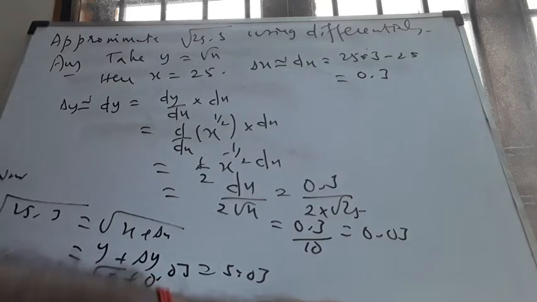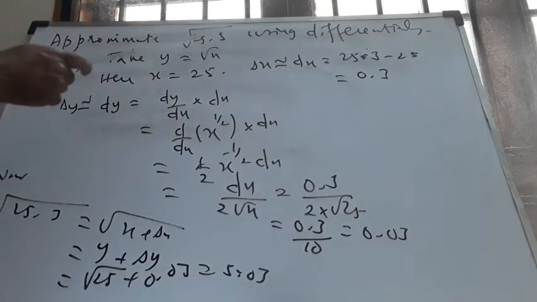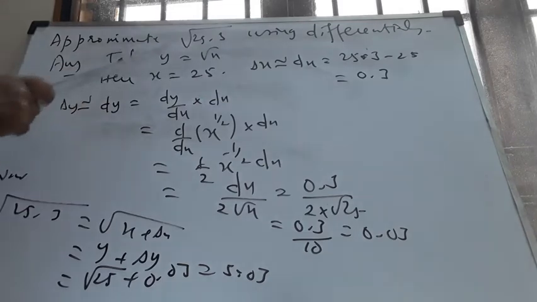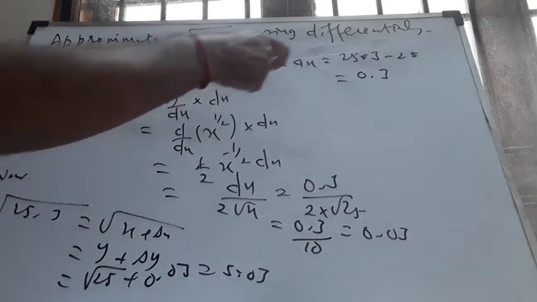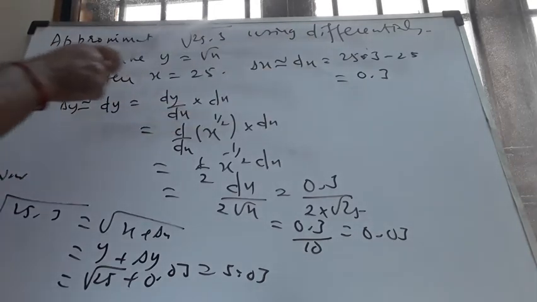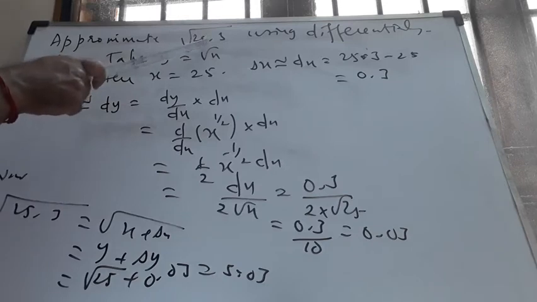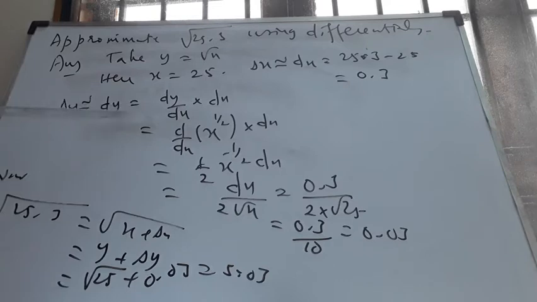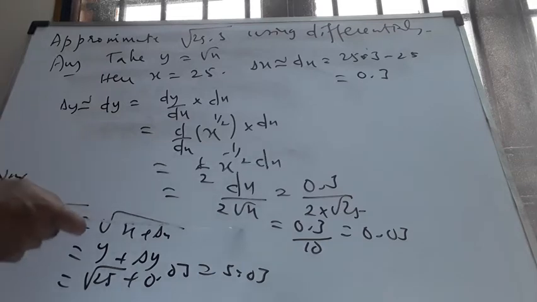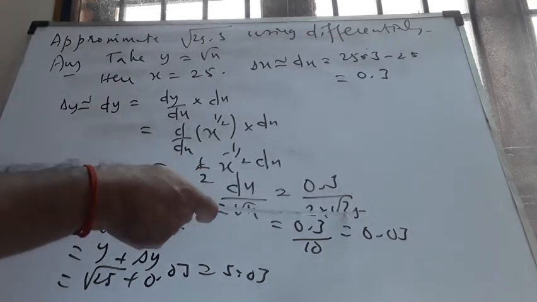Let me repeat the whole process. Approximate or find the value of root of 25.3 using differentials. Take y is equal to root x. Here x is 25. Delta x is approximately equal to dx equal to 25.3 minus 25, which is 0.3. If it is greater than the perfect square under consideration, delta x is positive. If less than the perfect square under consideration, then my delta x is negative. Now delta y is approximately equal to dy by dx into dx. What is my y? It is x power half. Just for derivative purposes, write it as x power half. Then I can use the formula n x power n minus 1. Half x power minus half into dx, which is dx by 2 root x. 0.3 by 2 into root 25. This is anyway 5, so this is 10.